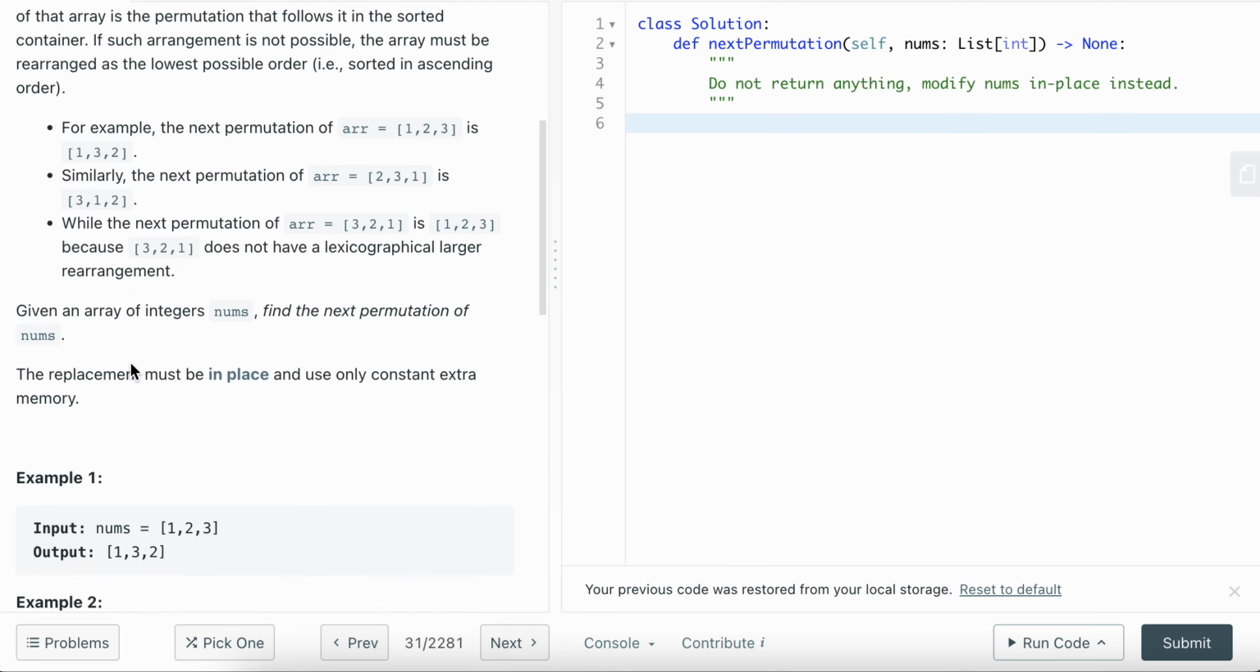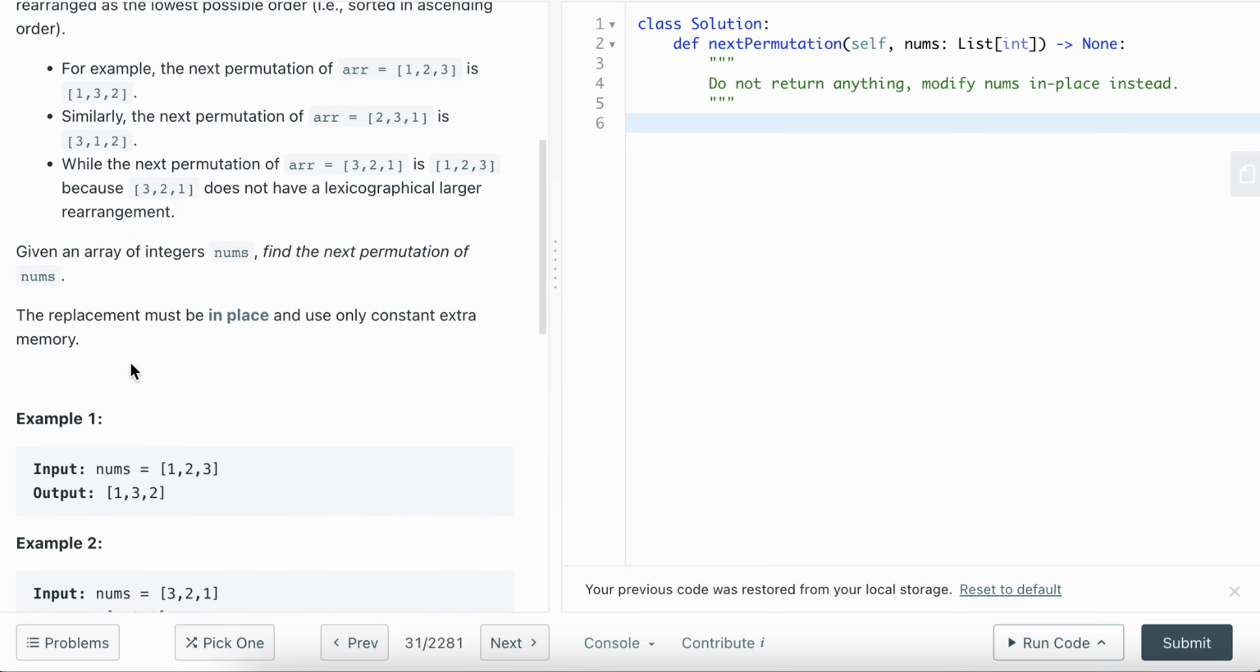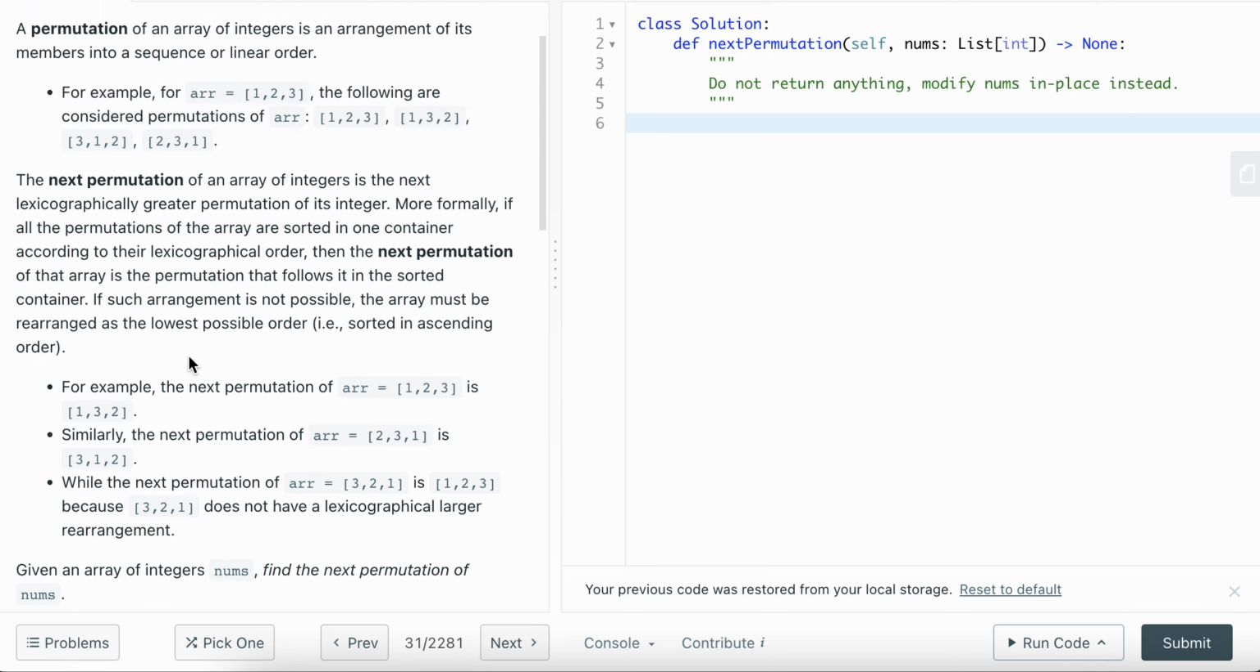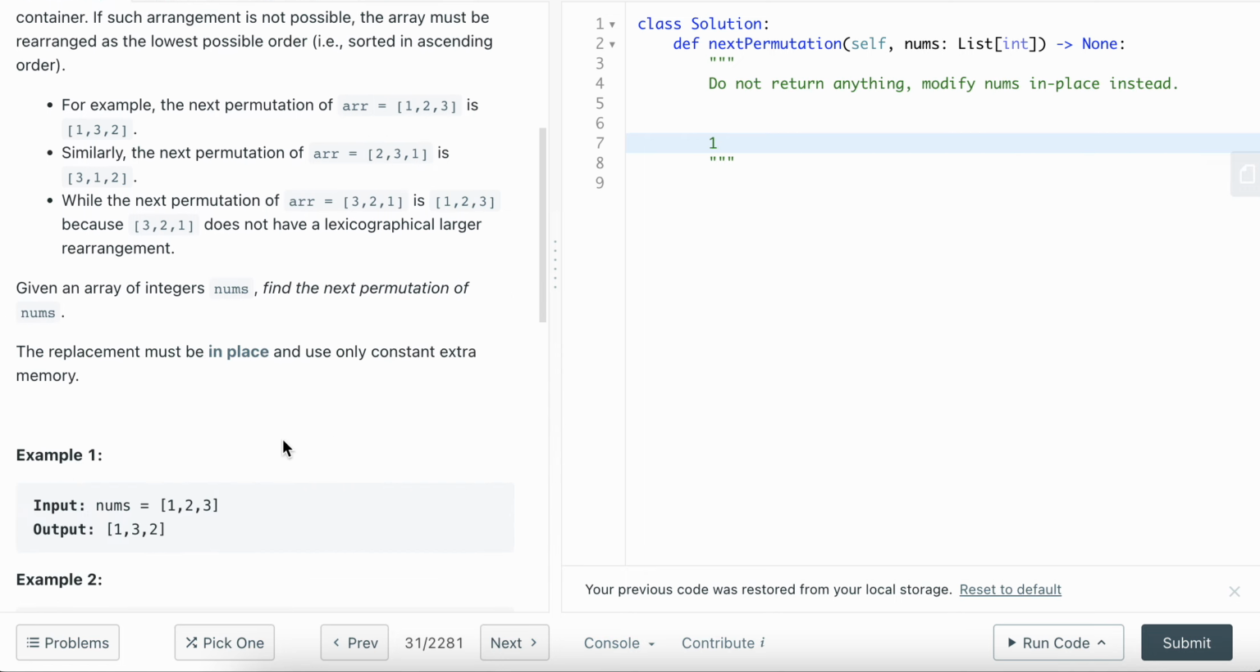So there is a trick. If you want to brute force it, it's very inefficient and you're not going to be able to pass. There's a trick to how you can do it. Either you know the trick, you know how to do it, or you don't. First, you need to understand the next permutation of different number combinations, like 1, 2, 3.